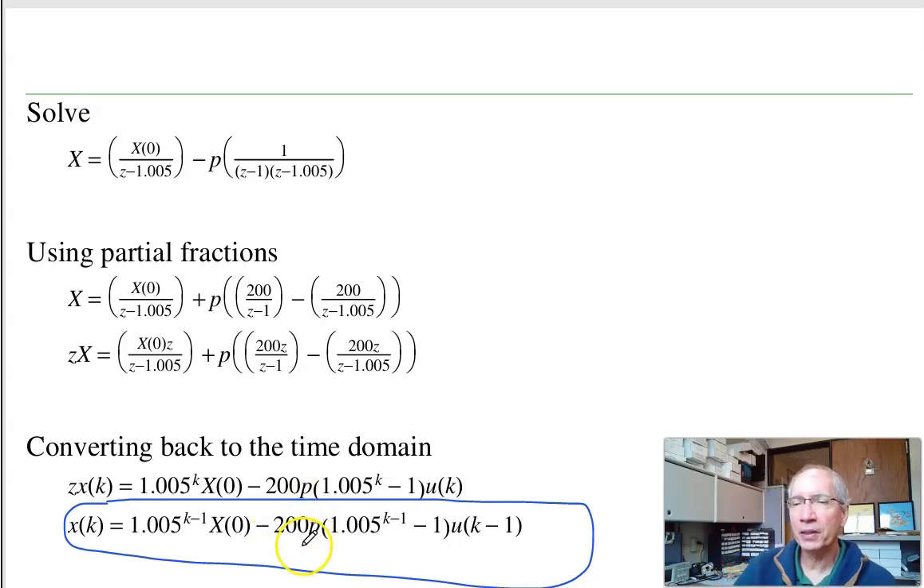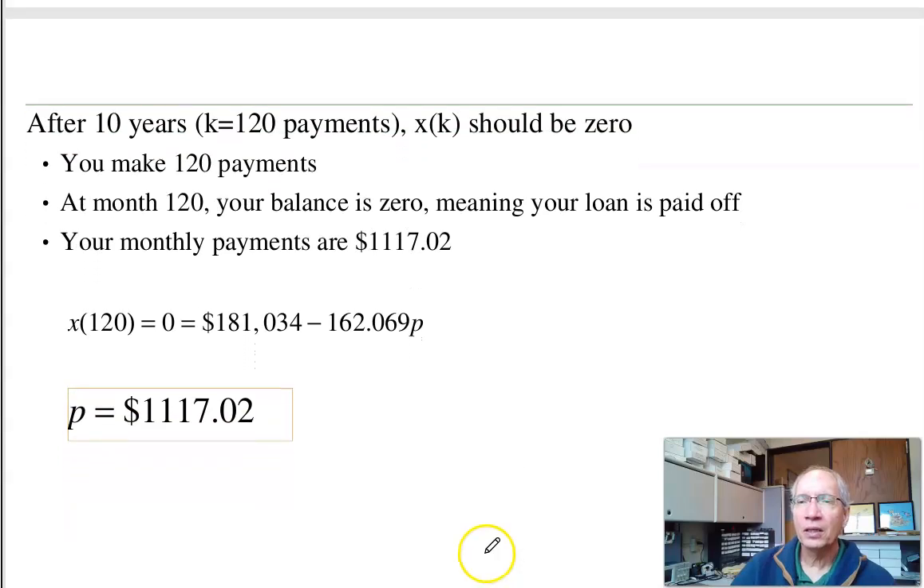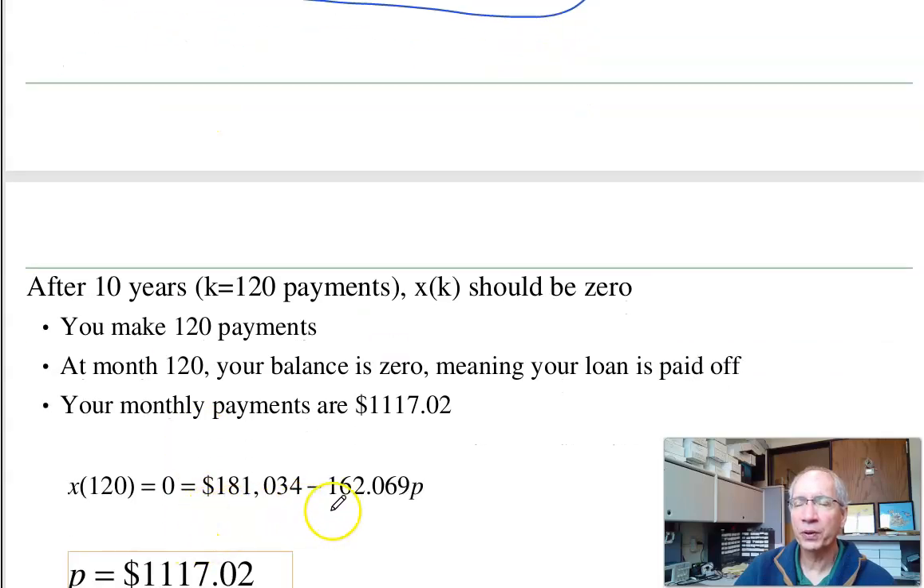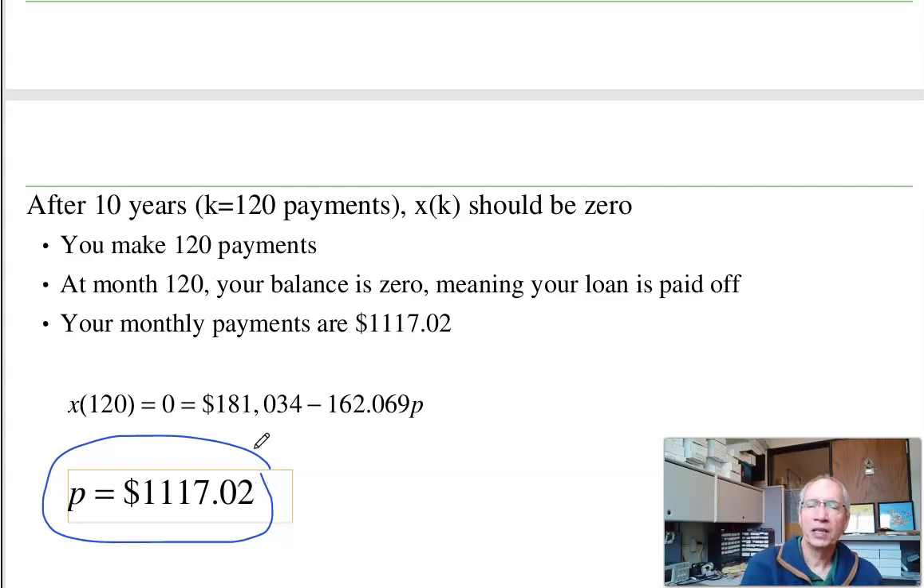Now to solve for your monthly payment, I want to have when x of k is 120, I owe 0 money, everything's paid off. At that point the loan is paid off, I can clear my books. So take that previous equation, plug in k equals 120, x of 120 should be 0. That works out to 181,034 minus 162.09p. Solve for p. P is 117. So if I were to borrow $100,000 over 10 years, that's my monthly payment.